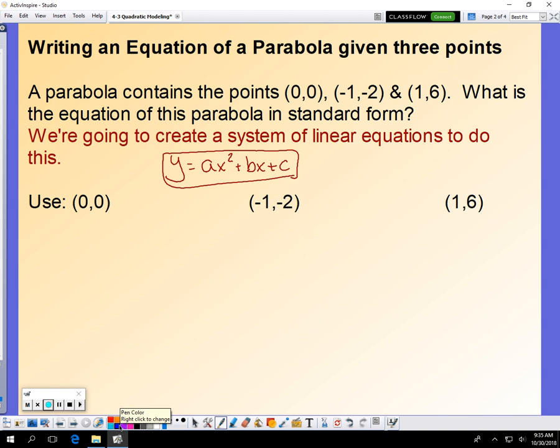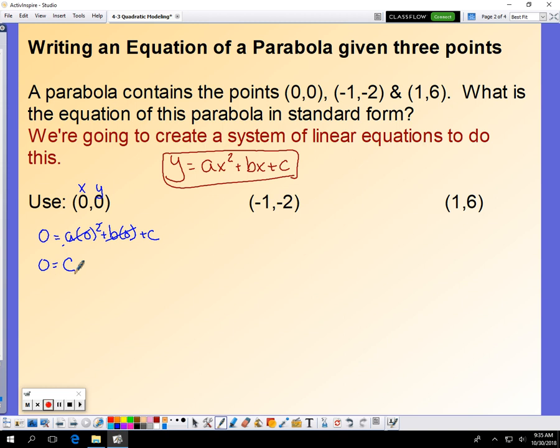So the first one we're going to do is plug in the 0 for x, and this 0 for y, into that formula there. So 0 equals a times 0 squared plus b times 0 plus c. So 0 equals, well, this drops out because that's 0, this drops out, so we know that c equals 0.